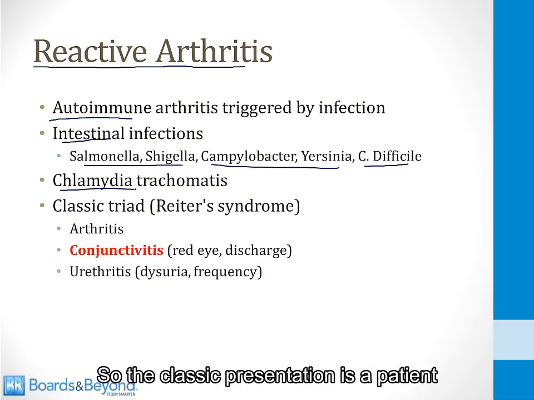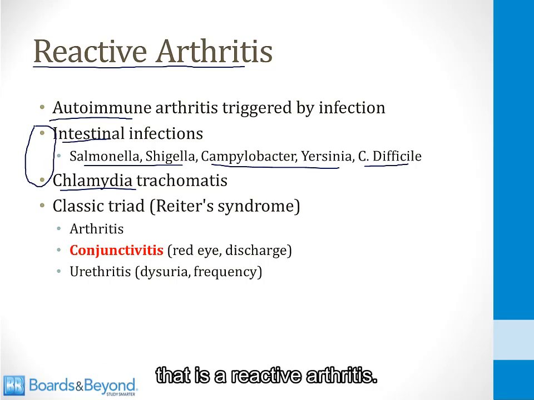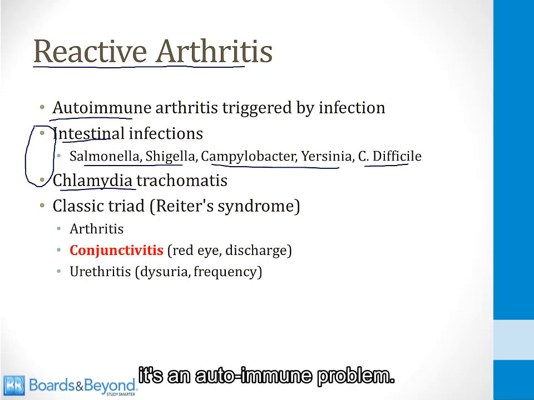So the classic presentation is a patient who has one of these infections and then days or weeks later develops arthritis. That is a reactive arthritis. It's not that the bacteria have spread to the joint, it's an autoimmune problem.